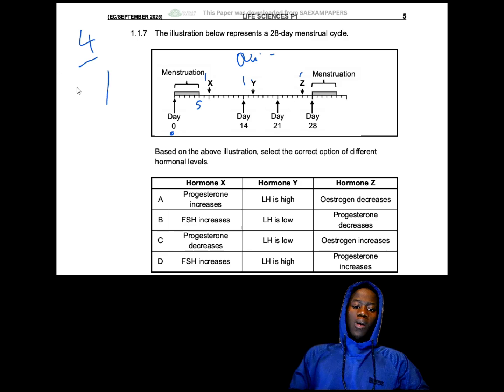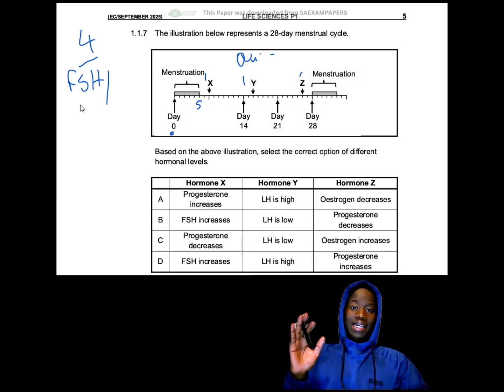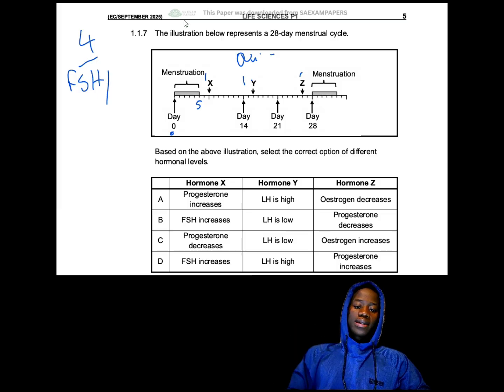Okay, so now we know that during the starting of the menstrual cycle, the pituitary gland needs to secrete the main hormone, which is the follicle stimulating hormone, right? FSH, under normal circumstances, is always in high concentration during the starting of the menstrual cycle. Why? So that it can stimulate the development of what now? The development of the follicles.